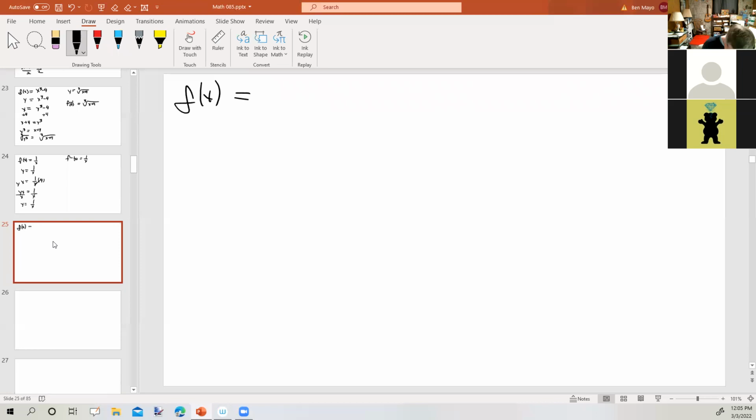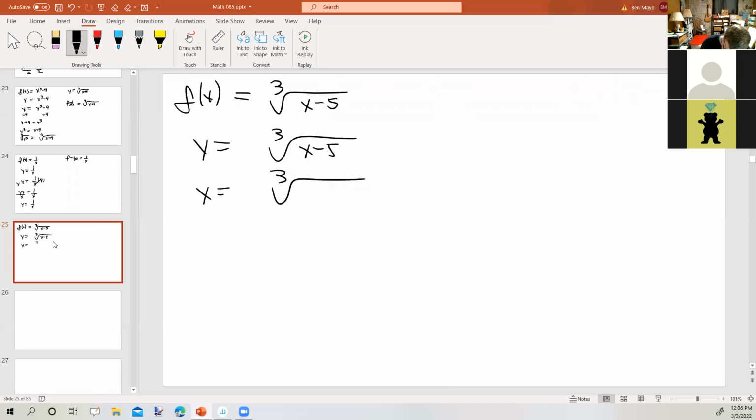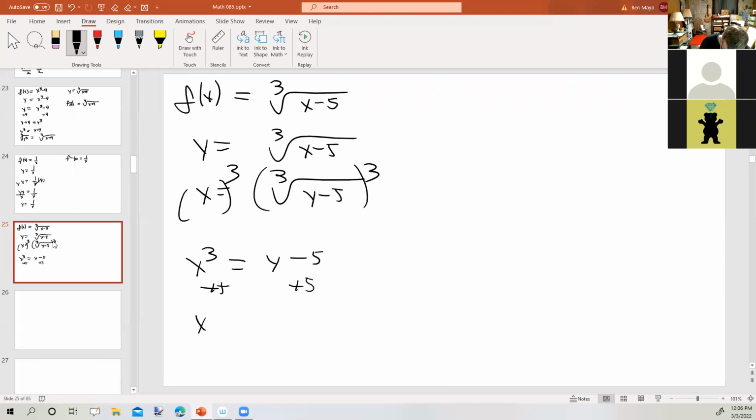F of x equals the cube root of x minus 5. So finding its inverse: y equals the cube root of x minus 5. X equals the cube root of y minus 5. Now we're going to cube both sides. X cubed equals y minus 5. Add 5 to both sides. X cubed plus 5 equals y. Y equals x cubed plus 5. F inverse of x equals x cubed plus 5.